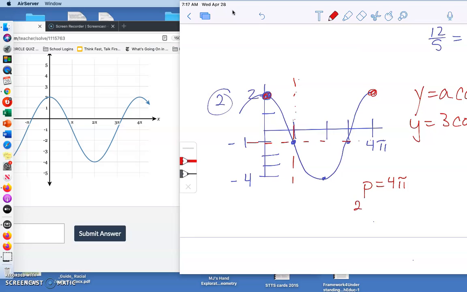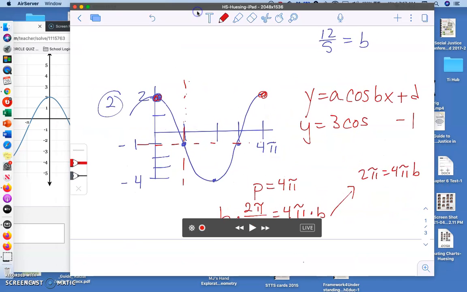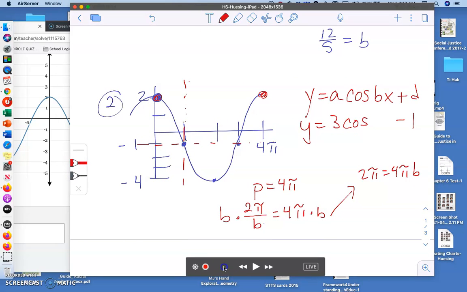And again, our period is 2 pi over b equals 4 pi. So we can solve this times b. So we have 2 pi equals 4 pi b, whoops, which you can't see right now. Sorry guys, I didn't realize that that was off the screen, my bad.